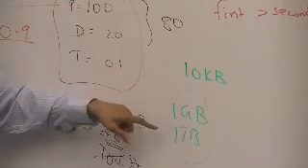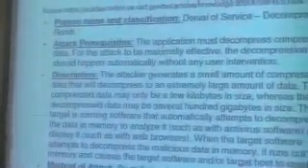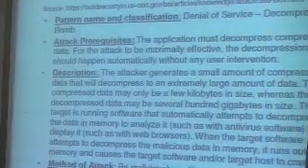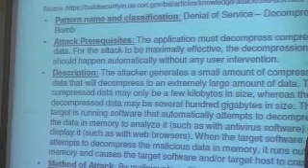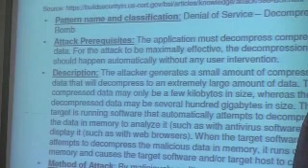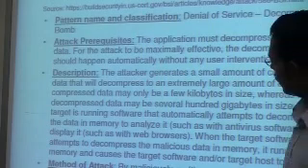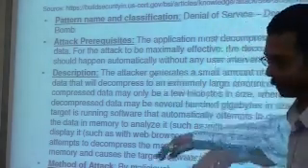It's called a decompression bomb, because if the developer didn't monitor how much the application is decompressing or uncompressing, whatever you want to call it, then the resources will be quickly exhausted. Okay? So that is the actual description of the attack.